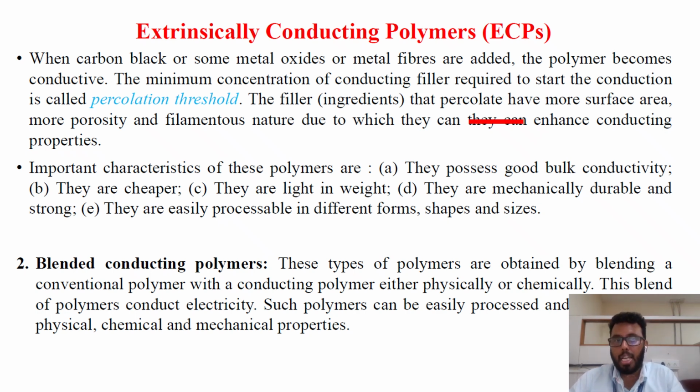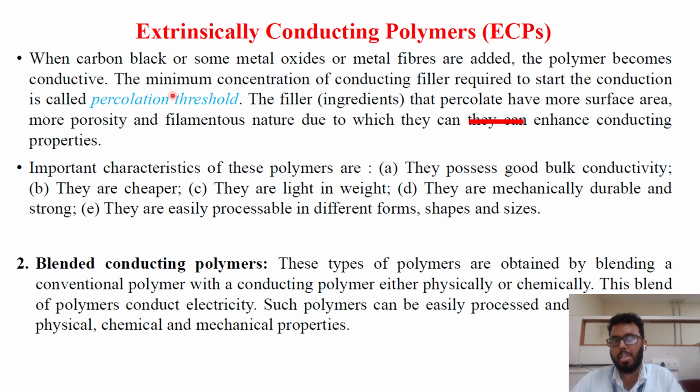The extrinsically conducting polymers. Carbon black and metal oxides are naturally conducting. Carbon black is also conducting; carbon nanotubes and carbon fibers are all conducting. When metal oxides or metal fibers are added and mixed together with the polymer, the polymer becomes conductive. So these act like an additive.